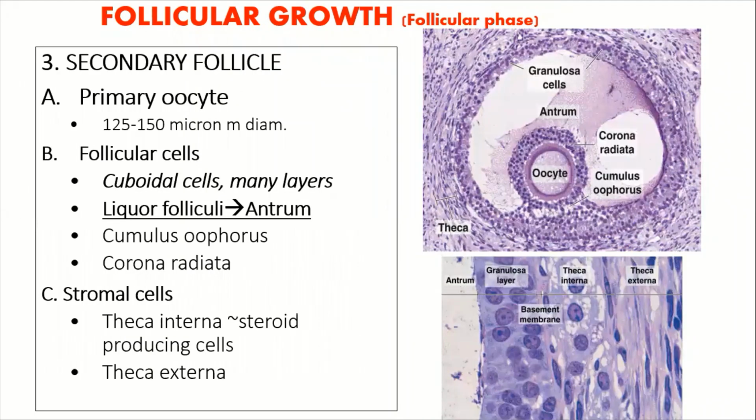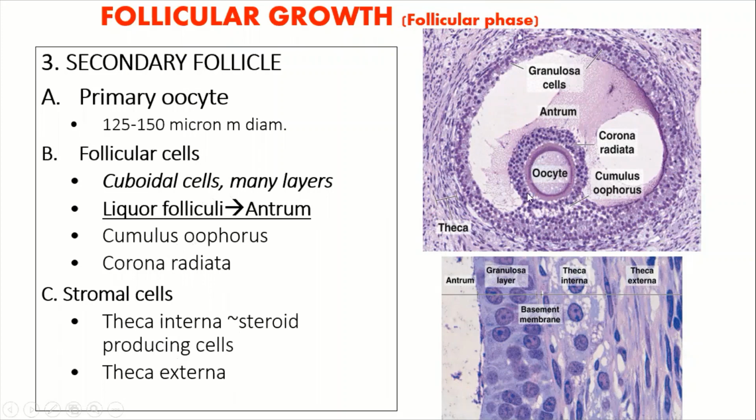So the appearance of cavities may be small or big. Initially smaller, they are called early secondary follicle. When it becomes larger, it is called late secondary follicle. Here the size of the primary oocyte is approximately 125 to 150. Cuboidal cells are in many layers. Theca interna and externa are the same as were present in the primary follicle, but they have increased in size, so they have also increased in amount, and there is the presence of the antrum.